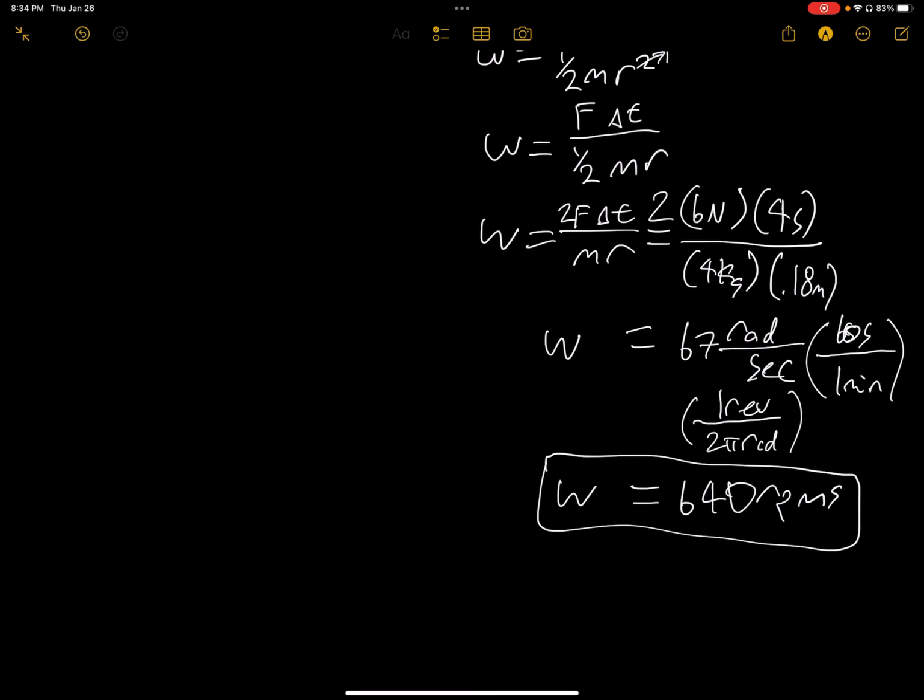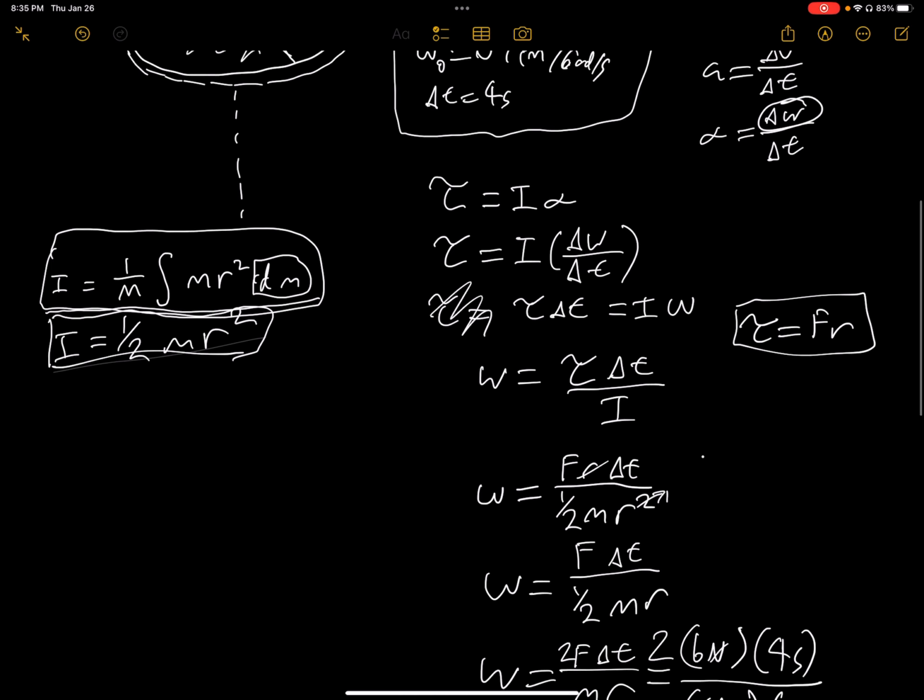And it's pretty high, but still pretty reasonable. And the units all check out. Well, more or less. They all kind of cancel out because newtons, components of newtons, cancel out with kilograms and meters. And so then we're left with seconds, which works.